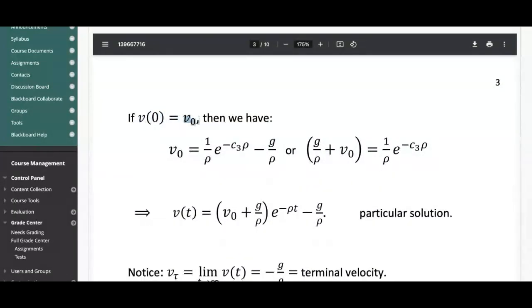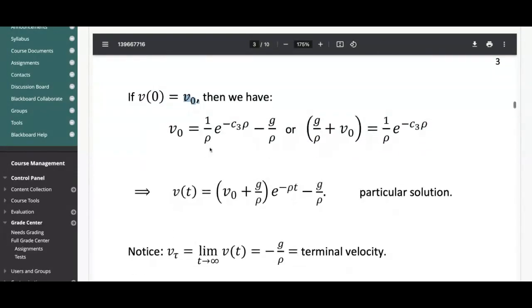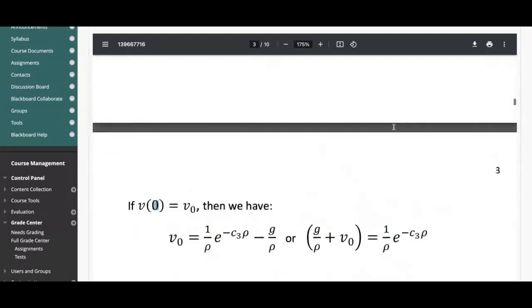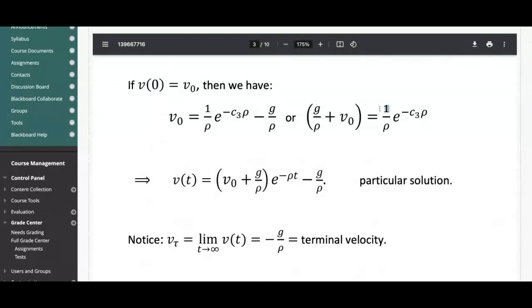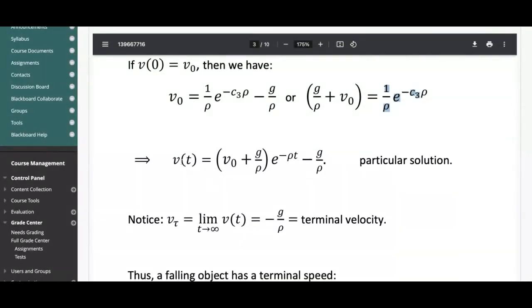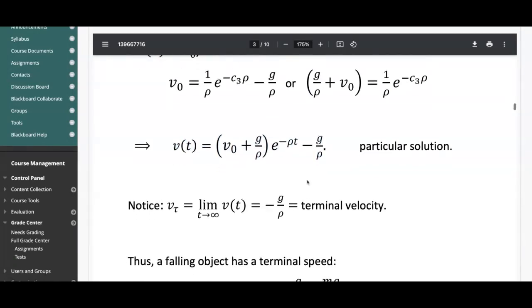If v has the initial condition, then we can solve for that. Substitute t to be 0. Then we get the initial velocity to be this. So substitute in, and we get a velocity function.